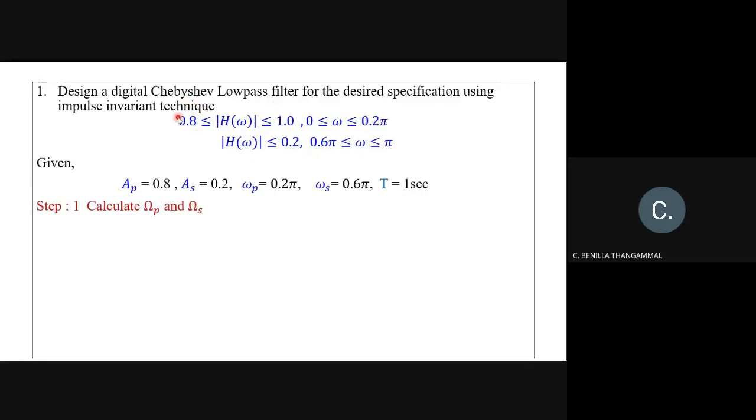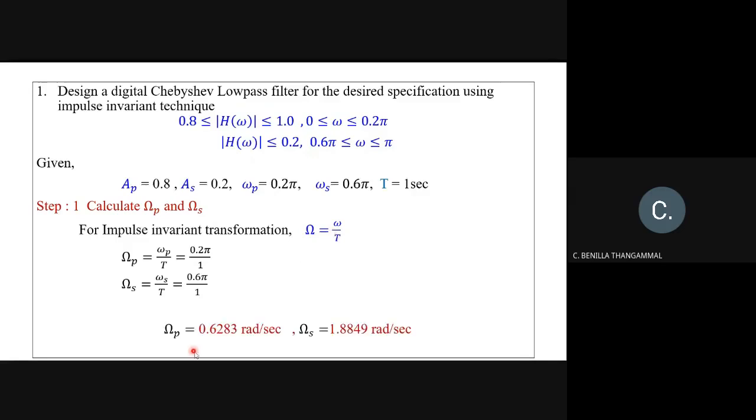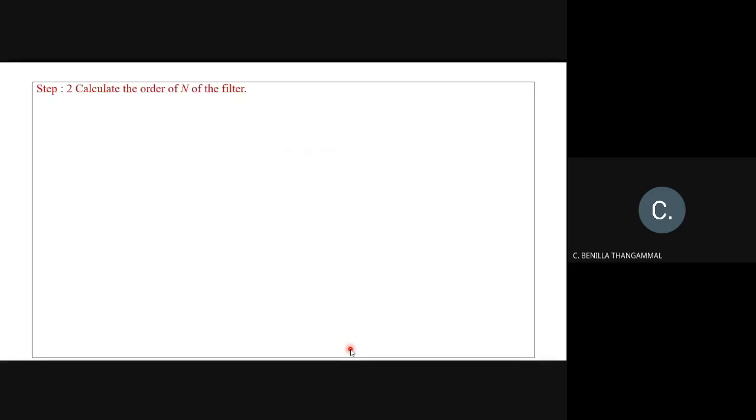So step 1 is to determine your omega p and omega s. Since they ask you to solve using the impulse invariant technique, your formula is omega equal to omega by T. So by substituting your omega values as 0.2 pi and 0.65 pi, you'll obtain analog omega p and omega s as 0.6283 radian per second and 1.8849 radian per second. Step 2 is to get the order of the filter.